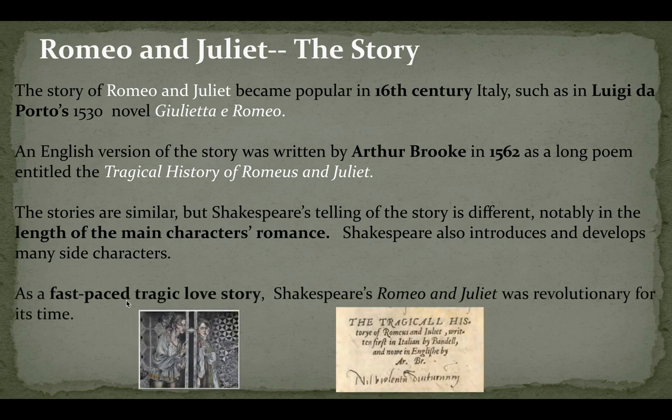So once again, it becomes a fast-paced, tragic love story. And coming on the stage at the time that it did, it was quite revolutionary. This is not something that people were used to seeing on the stage, and so it was something new and different. So it wasn't just, oh, same old, here's the story of Romeo and Juliet, but it was a fairly familiar story, which may have lent to its popularity.